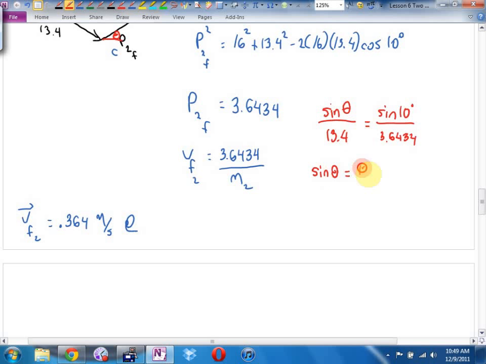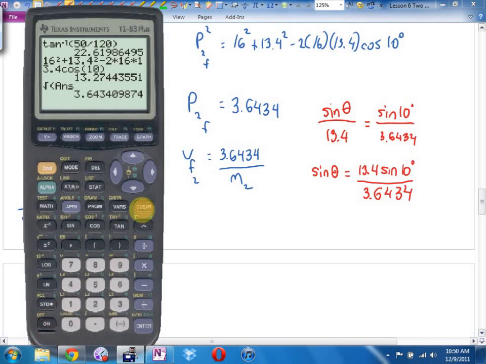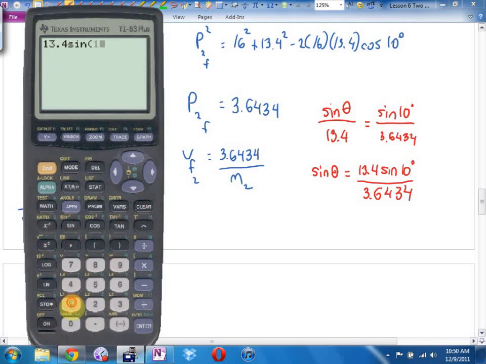By the way, this is almost as much work as you'll do for any one question all year. Sine of 10 divided by 3.6434. And theta is 0.6 degrees. Oh, no. I didn't find theta. What have I found? Sine theta. How do I find theta? Second function sine of my current answer. 39.7 degrees.